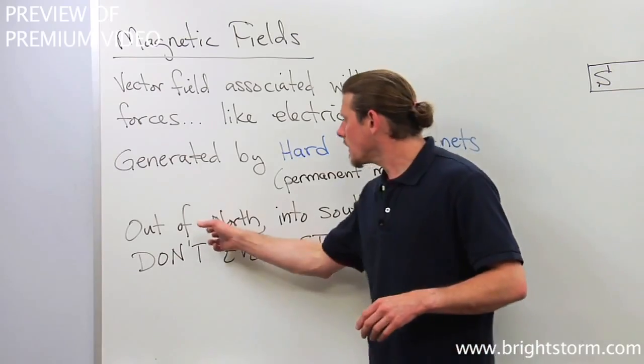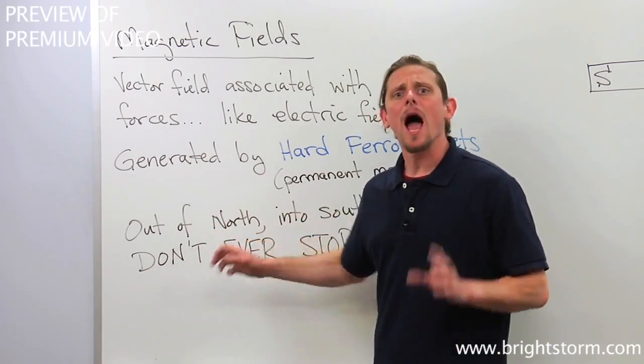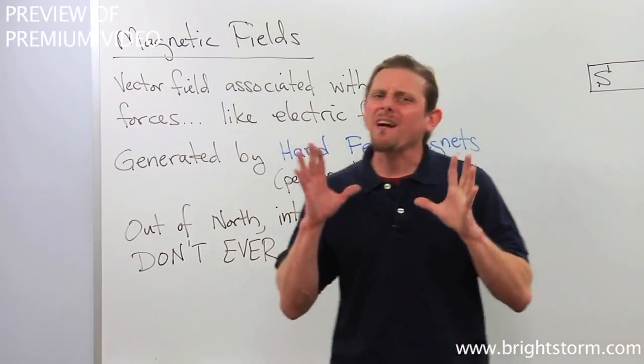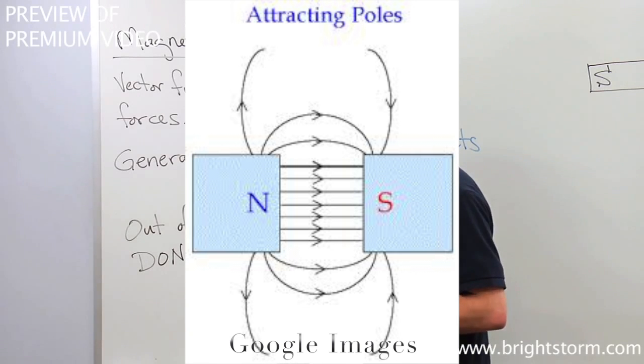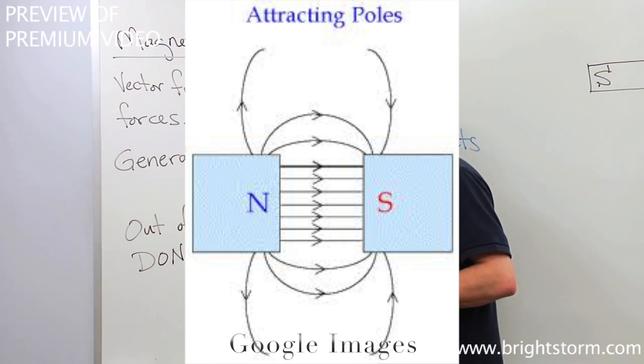Now, magnetic materials have 2 poles. These are kind of like electric charges, but they're not the same. So, just like electric field lines go out of positive charges and end at negative charges, magnetic field lines come out of north poles and go into south poles.